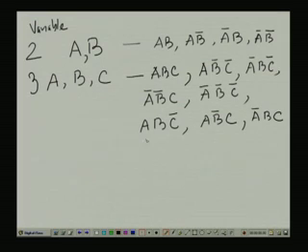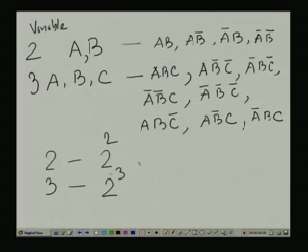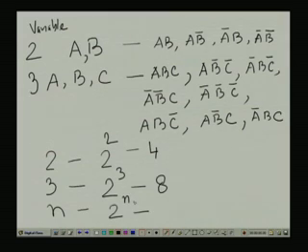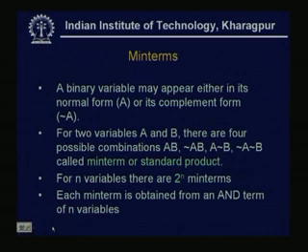These are the terms. So, if it was 2 variables, it was 2 square. If it is 3 variables, the product terms were 2 to the power 3. That means there are 4 terms there, here it is 8 terms. So, if it is n variables, 2 to the power n such product terms will be there, or the min terms, 2 to the power n min terms will be there. So, for n variables there are 2 to the power n min terms. Now, each min term is obtained from an AND term of n variables, as just now I have shown.